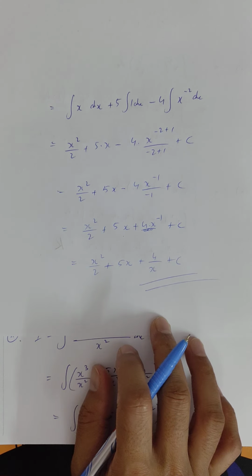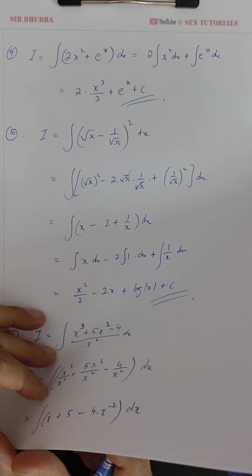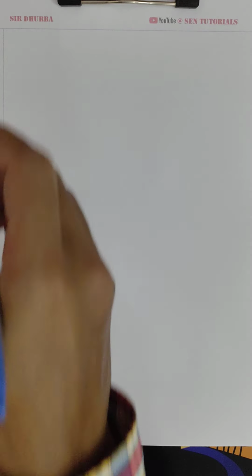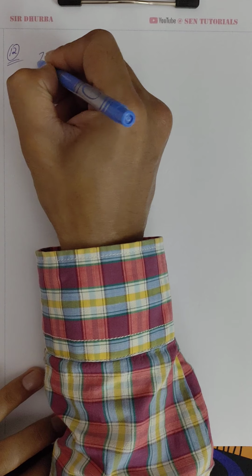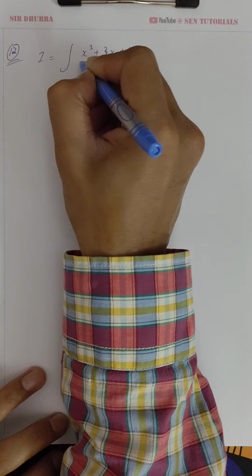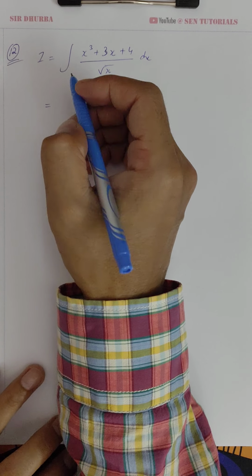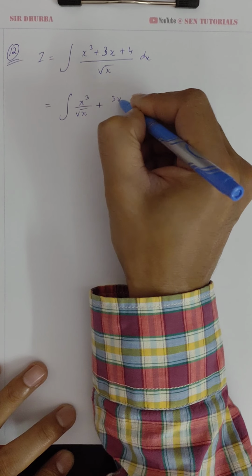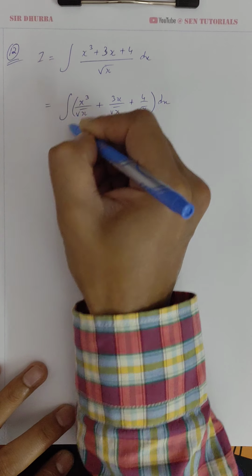Done? Chalo. So let's move on to question number 12. Again similarly, that is the integration of x cube plus 3x plus 4 divided by root of x with respect to x. Let's solve this also in the same way, just like the previous question: x cube by root x plus 3x by root x plus 4 by root x.